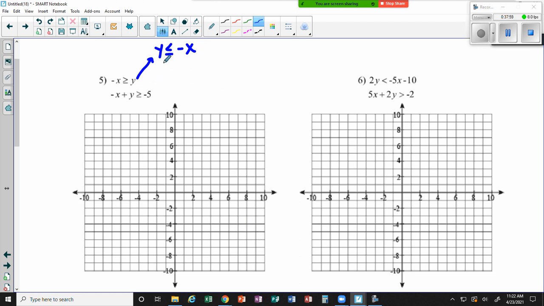So that's already got y solved for. So how am I going to graph this? Dotted or solid, or dashed or solid line? Solid, because it's equal to, right? Where am I going to shade it?